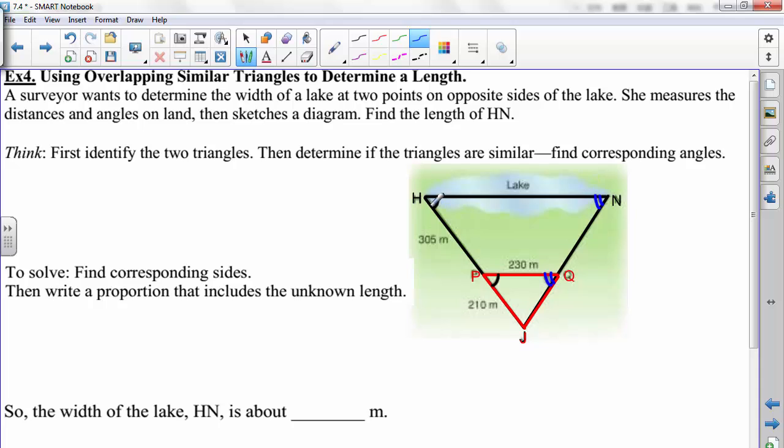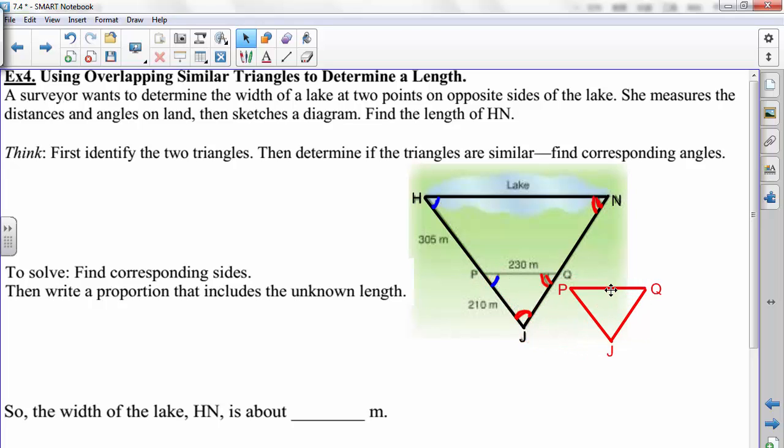So if I want to find the width of the lake, let's think about the first question. First we need to identify two triangles in this diagram. Then determine if these two triangles are similar. We can use the corresponding angles to help us determine if these two triangles are similar. Two triangles can be identified very easily. The big one is triangle HNJ. The small triangle is PQJ. Let's isolate these two triangles.